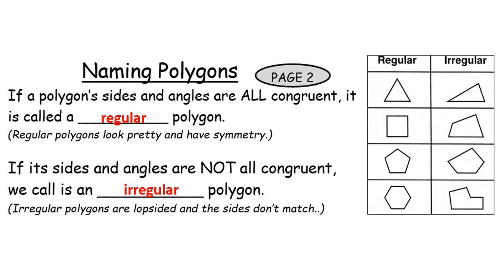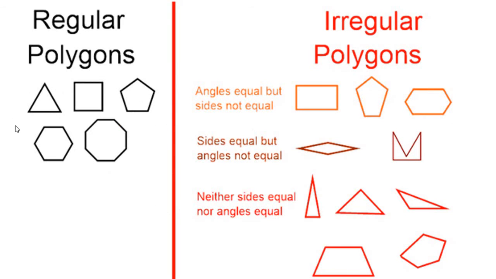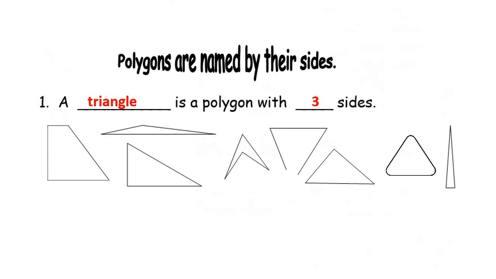The sides don't match. So looking a little closer at that, again, regular polygons are all the ones that have pretty nice equal sides and angles. Irregular polygons can have sides that are not equal, angles that are not equal, or a combination of neither the sides nor the angles being equal.